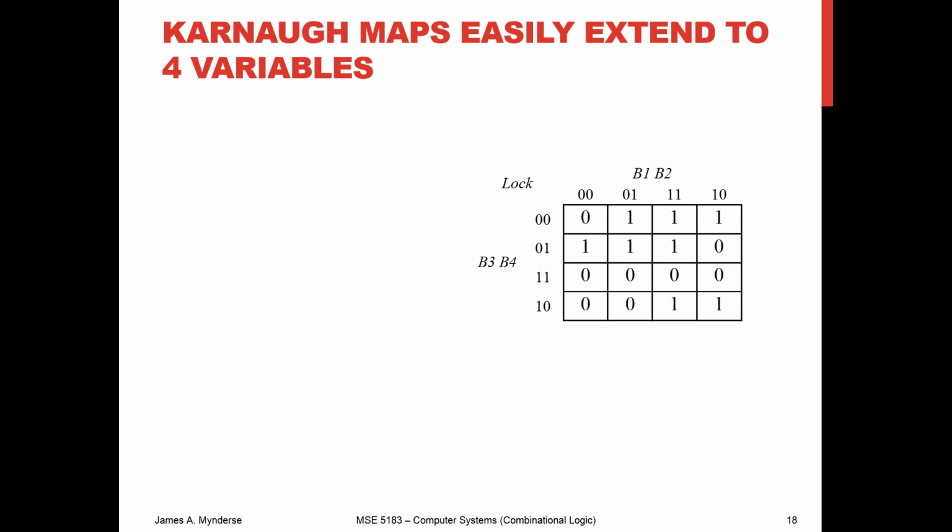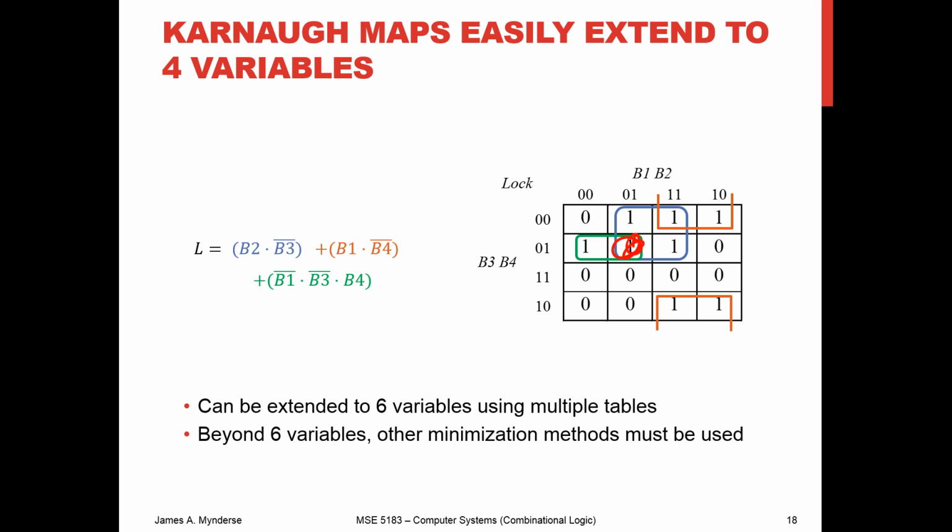And we can extend it to 4 variables. In this case, we'd have a square there, so that's our B2 and not B3. We could have a square there, that's going to be our B1 and not B4. We can grab this one, and notice that the one in the middle here has been put in 2 different boxes, but that's perfectly fine. So we'll have not B1 and not B3 and B4. And there we go. We can do this up to 6 variables using multiple tables, but beyond that we have to use other techniques. So this works really well up to 6 variables. It's a nice visual way to do it, but it is all application of the same simplification rule.